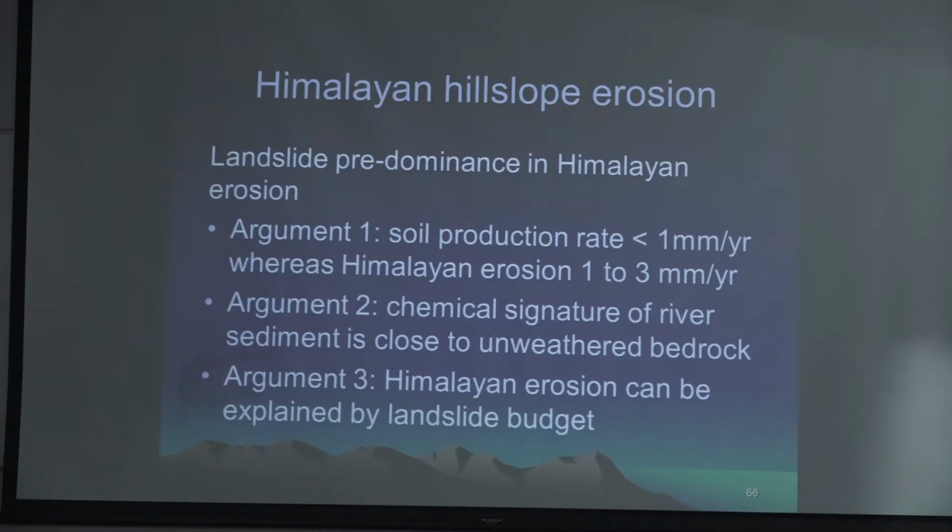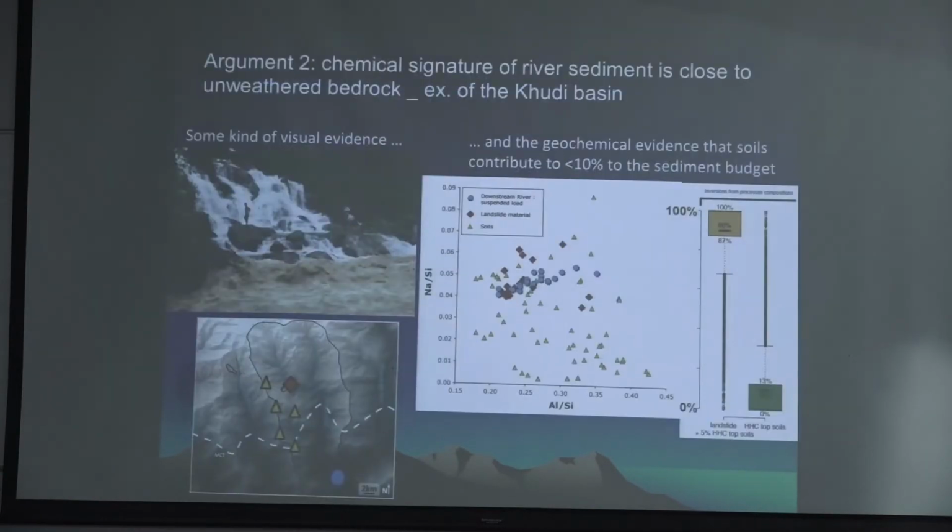We can also have two other kinds of arguments: one looking at the sediment budget or the landslide budget, and the other at chemical signature. So back to the Kali Gandaki. I will show it just in a few slides here. In that part, there is a large active landslide, which is regularly activated during monsoon time and produces a large amount of sediments.